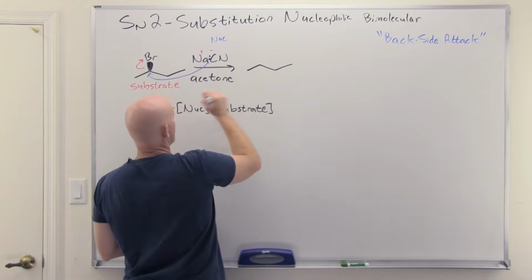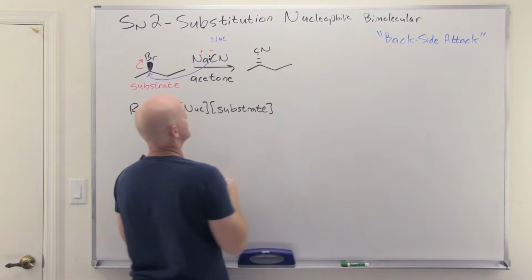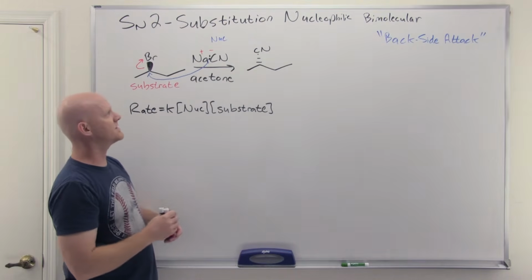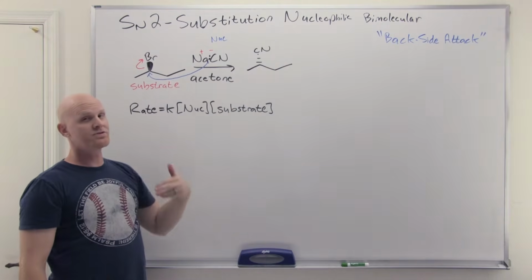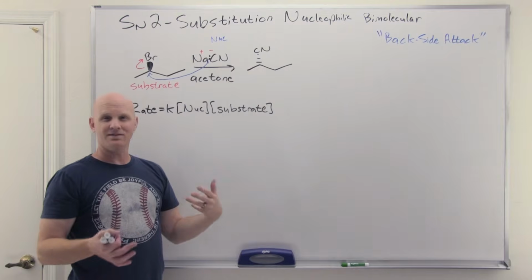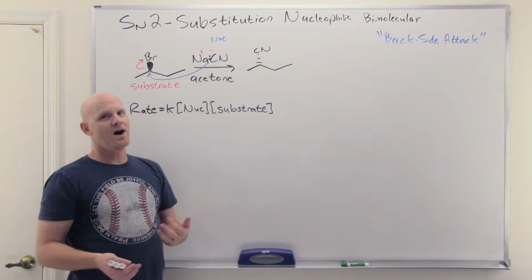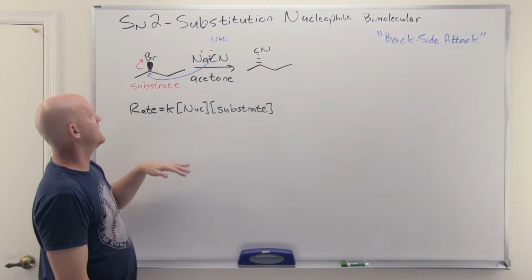Now we'll find out that one of the products of our backside attack is what we call inversion of configuration. In this case, showing inversion is a little bit problematic. But one of the things we can do is, oftentimes we'll draw it in such a way that your leaving group's either on the wedge or the dash, and then just attach your nucleophile in the opposite position. It's one of the easiest ways to represent inversion, although it's not a very literal way of looking at what inversion actually is. But we'll keep that in mind.